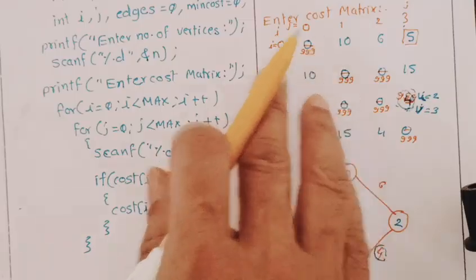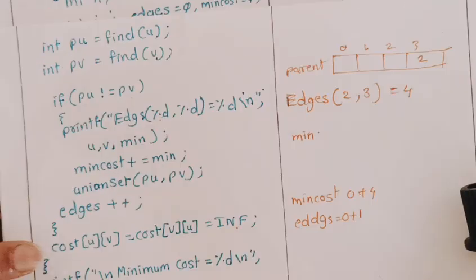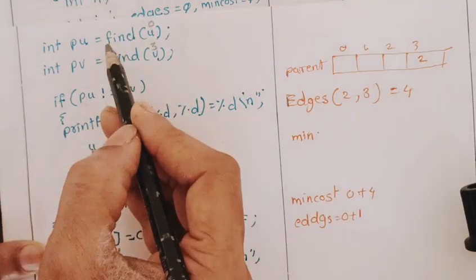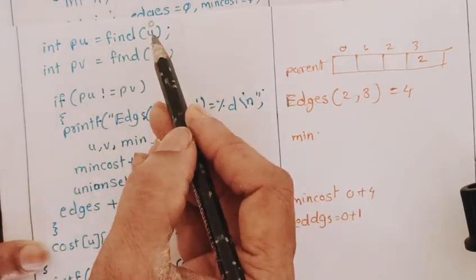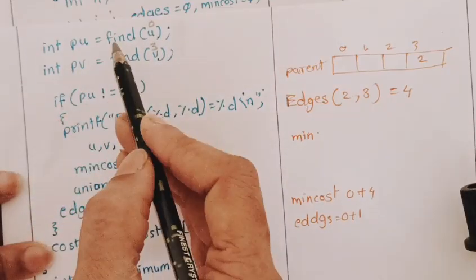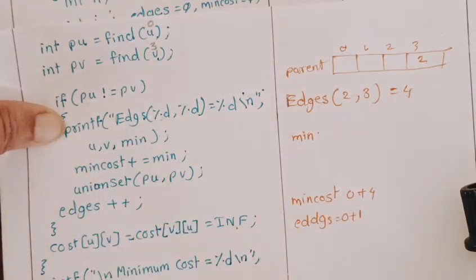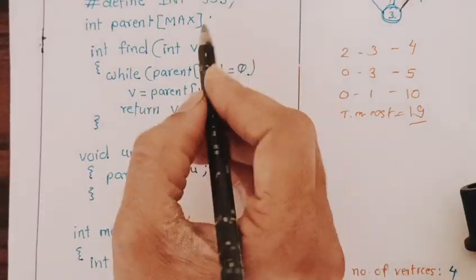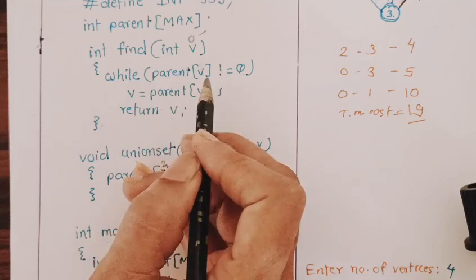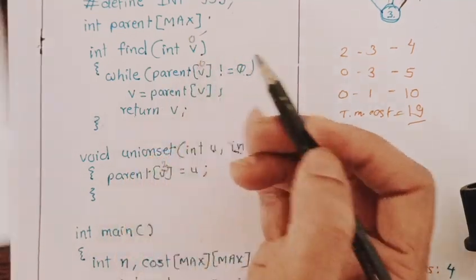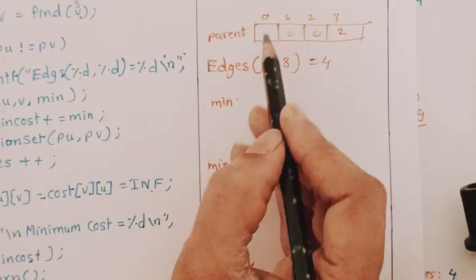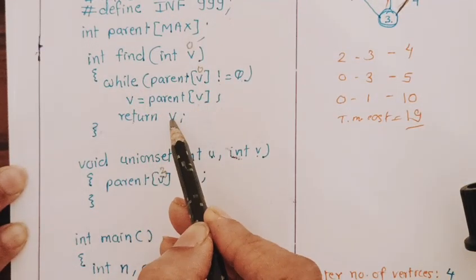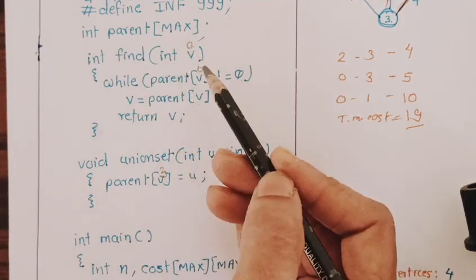You can see here the U value is 0 and the V value is 3. We are passing them to find whether a cycle is formed or not. For that we check the find function here. First we call this function passing the U value, which is 0 here. So V will become 0. While parent of V, parent of 0, you can see all are 0 only. So we can't execute this statement, directly returning V here. V is 0 only.